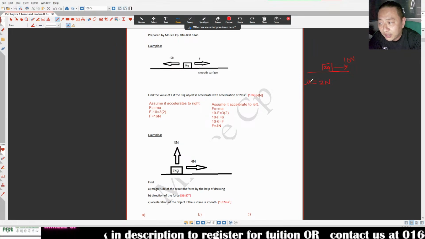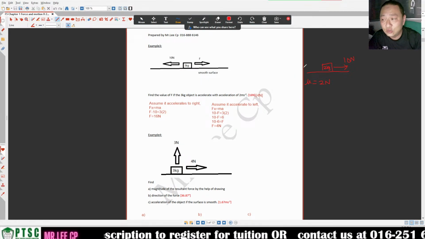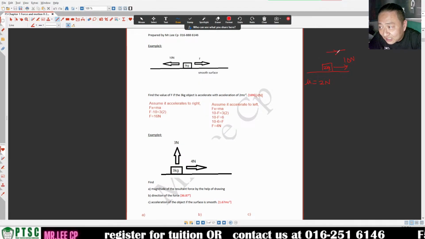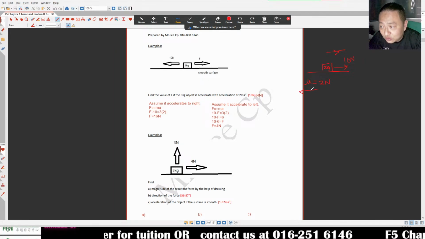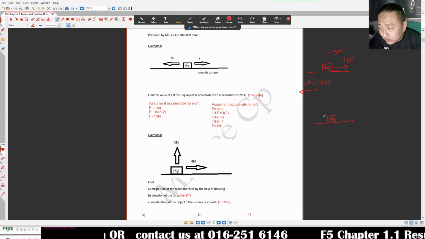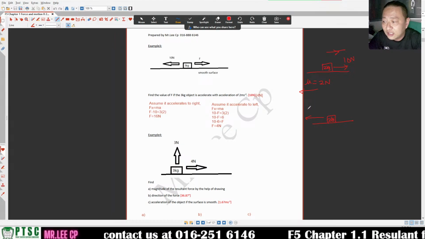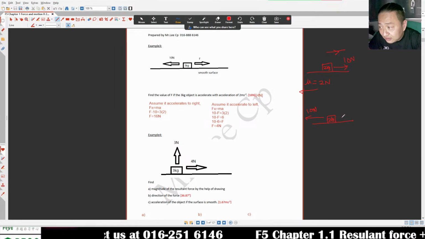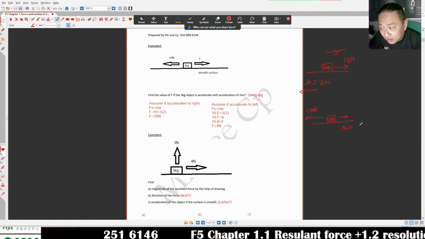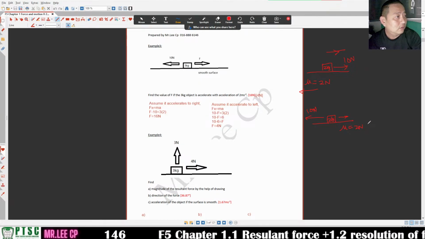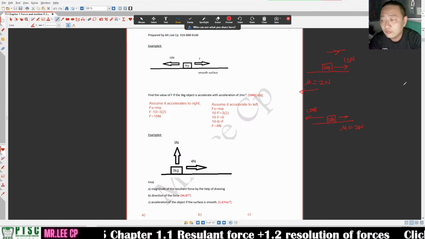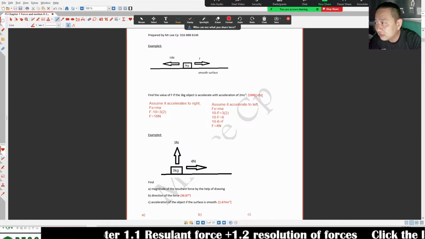So 10 minus 2. The friction is always against your movement. If your object is pulling to this side, then the frictional force will be to this side. Same thing, if your object is pulling to this side with 10 newton, then you're going to have a frictional force on this side. Always against your motion, okay? I hope you're okay with this.